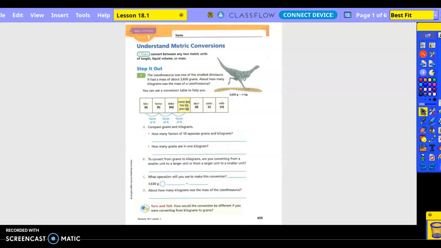Step it up. Number one. The Brontosaurus was one of the smallest dinosaurs. It had a mass of about 3,630 grams. About how many kilograms was the mass? How can you use the conversion table to help you?